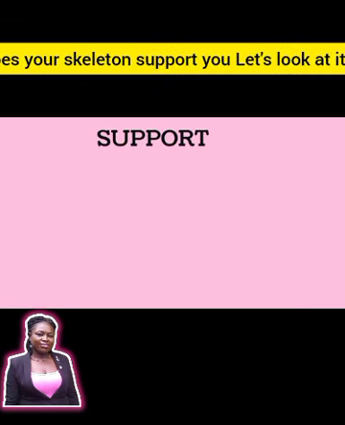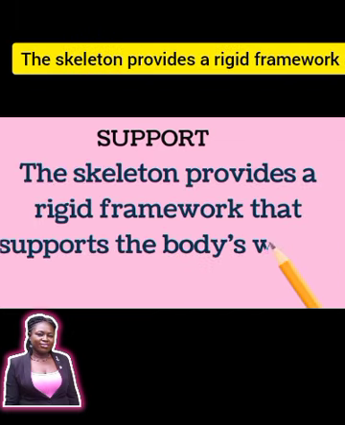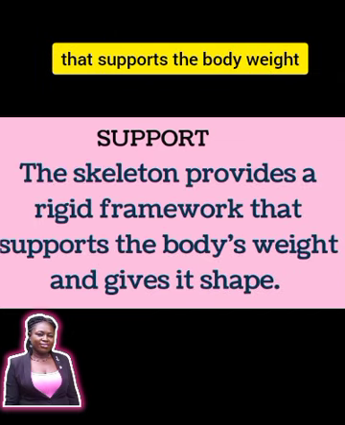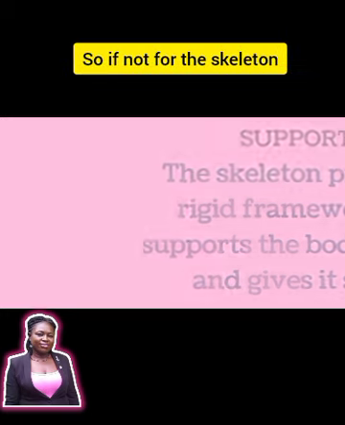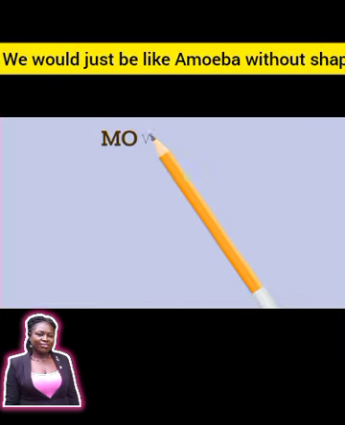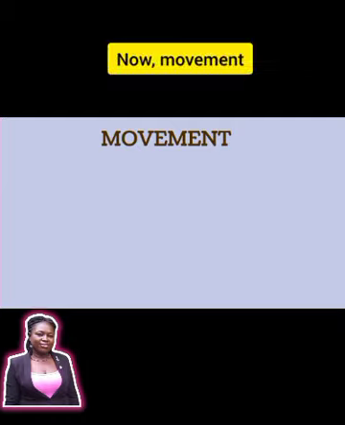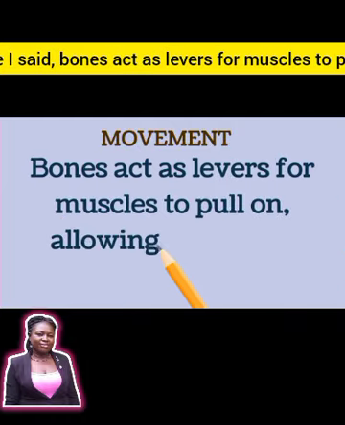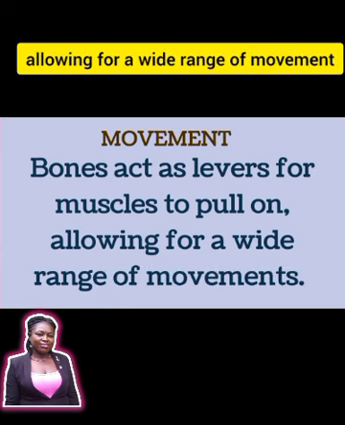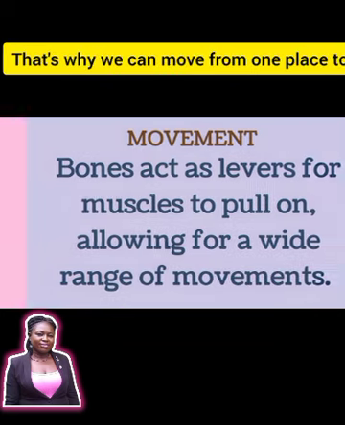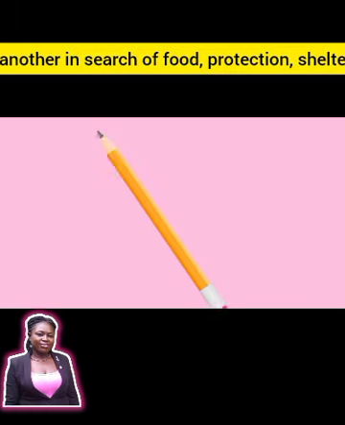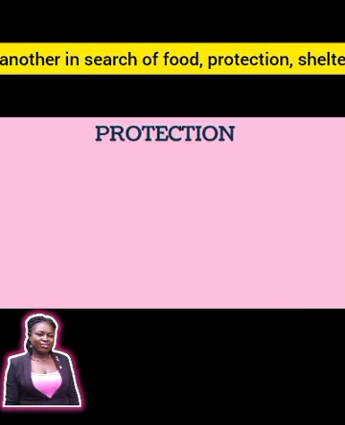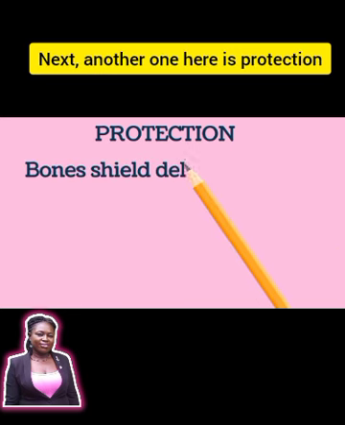Number one, now let's look at support. How does your skeleton support you? The skeleton provides a rigid framework that supports the body weight and gives it shape. So if not for the skeleton, we will not have shape. We will just be like amoeba without shape. Now, movement. Like I said, bones act as levers for muscles to pull on, allowing for a wide range of movement. That's why we can move from one place to another in search of food, protection, shelters, and so on and so forth.